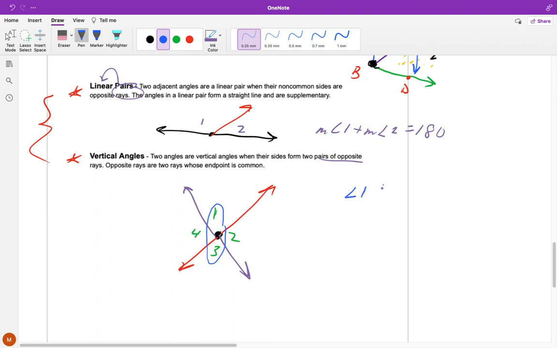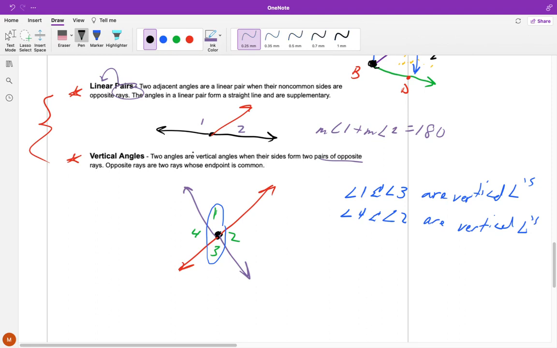So here, angle 1 and angle 3 are vertical angles, and angle 4 and angle 2 are vertical angles. And one of the things that happens with these is vertical angles are always congruent to each other, meaning that they're always equal. So that means angle 1 and angle 3 will have the same angle measurement. So if this is 50 degrees, well, then angle 1 also has to be 50 degrees. And then that also means that angle 2 and angle 4, since they're vertical, are also congruent. So that means if angle 2 is 130 degrees, then angle 4 is also 130 degrees.